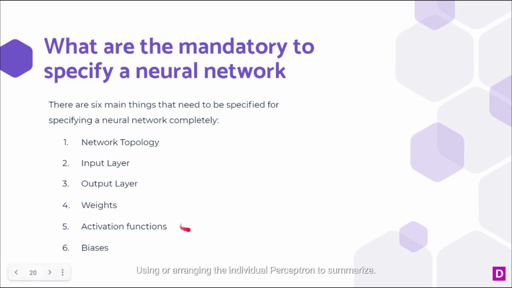To summarize again, we have network topology, input layer, output layer, weights associated with each input, activation functions present in the output layer, and the bias associated with each neuron. We will have a detailed study of each parameter in further sessions. Now that we have already covered the network topology, we will cover the input layer, output layer, weights, activation functions, and biases in further sessions.